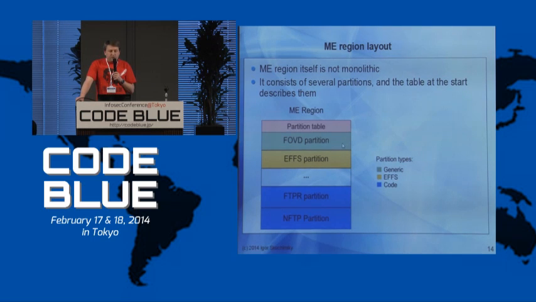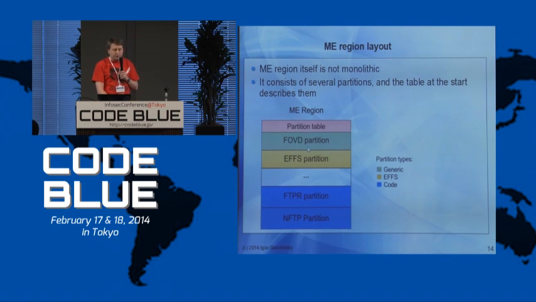Now, the ME region itself is not just a single block. It is structured in itself. This is the high-level structure of this ME region. It contains a partition table in the beginning, and then the various partitions. These partitions have names, 4-character names, and here I mentioned some examples.